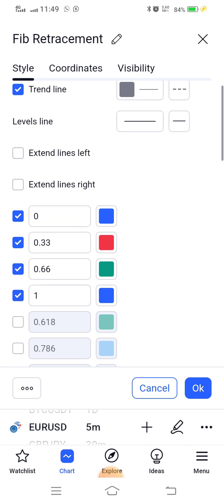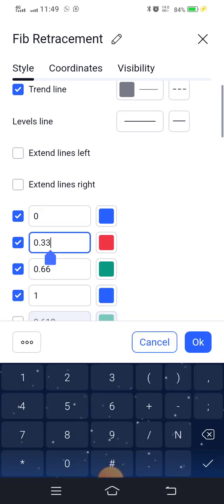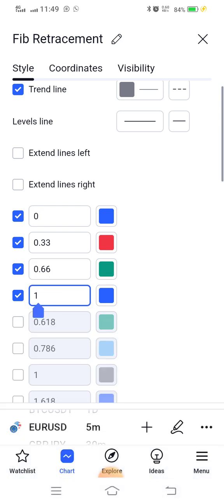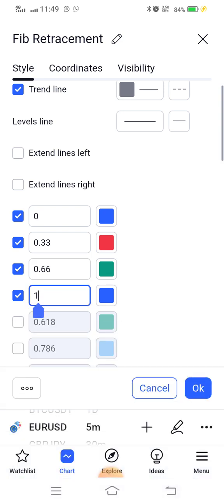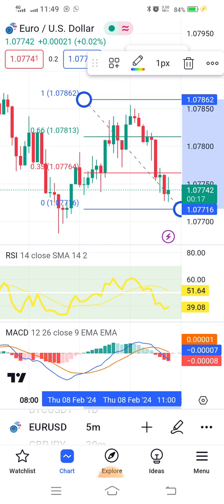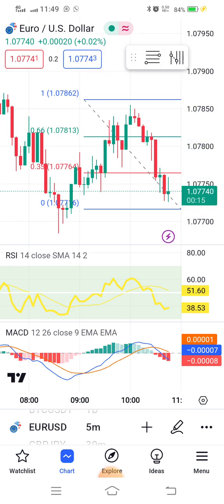So the first is 0. The next is 0.33, the next is 0.66 and the last is 1. Once that is done, all you need to click is OK. Leave every other thing as it is. So that's how you do this setting. This retracement we have done now is for buying. When you want to buy, you draw from top to bottom, because when you are buying, the price is moving up. So it's going to move from 0 to 1.